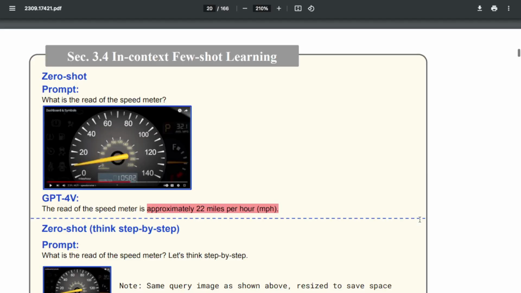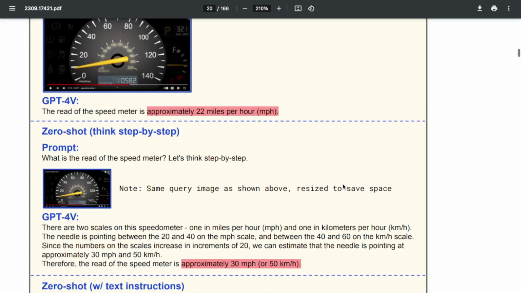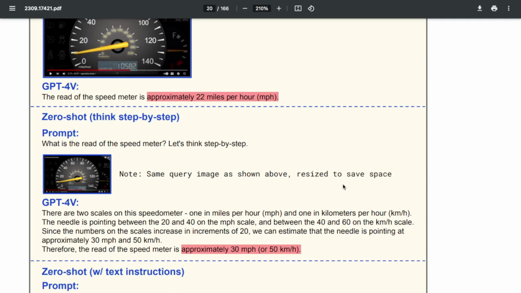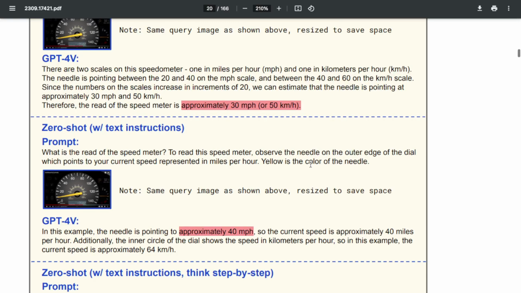In-context few-shot learning. So you upload an image. What is the read of the speed meter? The read of the speed meter is approximately 22 miles per hour. So here, obviously, it's wrong. The next prompting is now think step by step. Now it says 30, which is also wrong. Text instructions don't work as well.